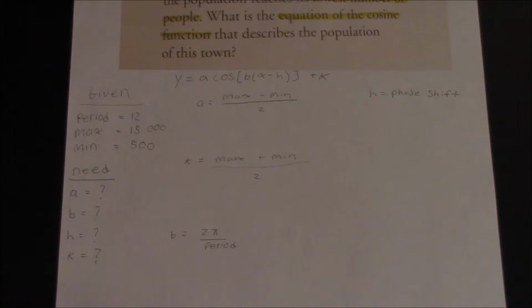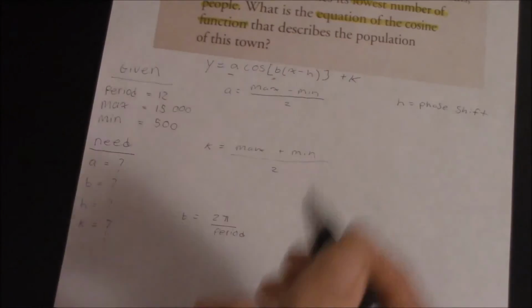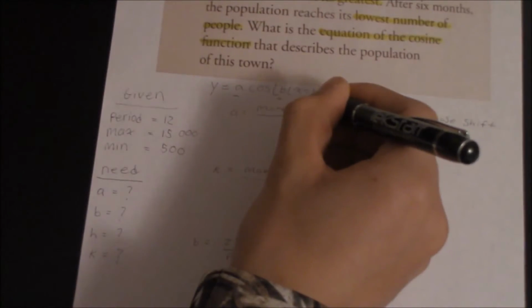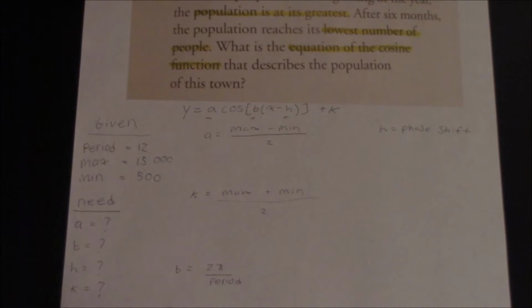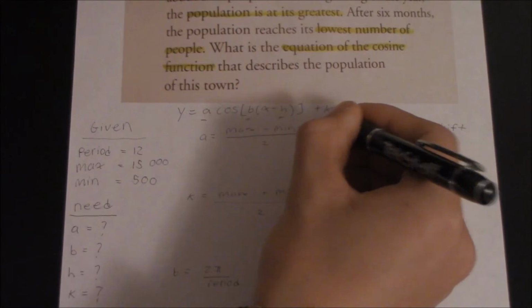So now, let's go through the plan on how we're going to solve this question. We're going to need to find our a value, our b value, our h value, depending if there's a phase shift or not, and our k value.